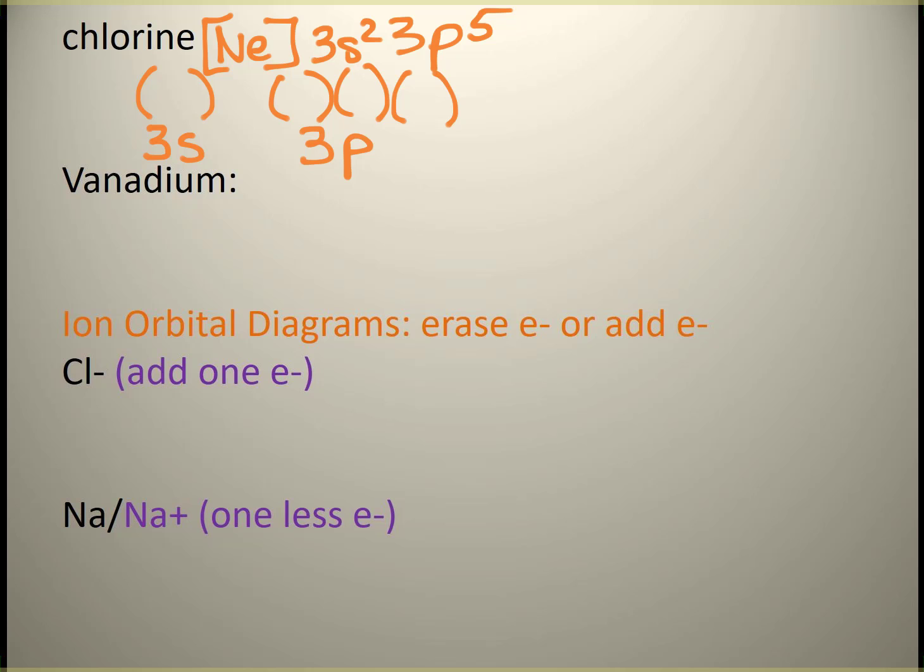Let's go ahead and put the electrons in. So I'm going to go up arrow, down arrow. And then let's do our p's. So I'm going to go up, up, up. So 1, 2, 3, 4, 5.